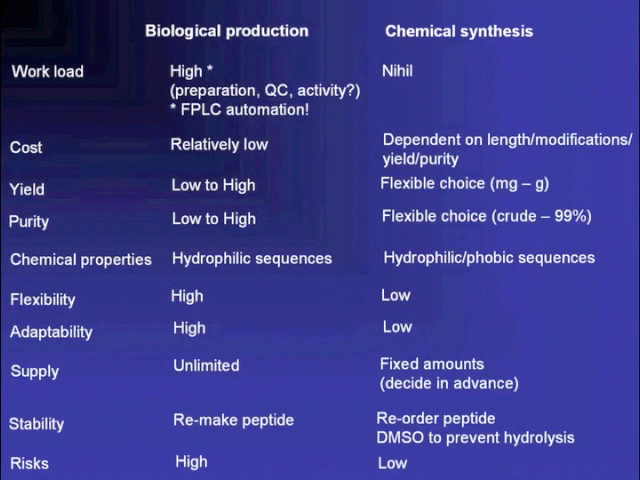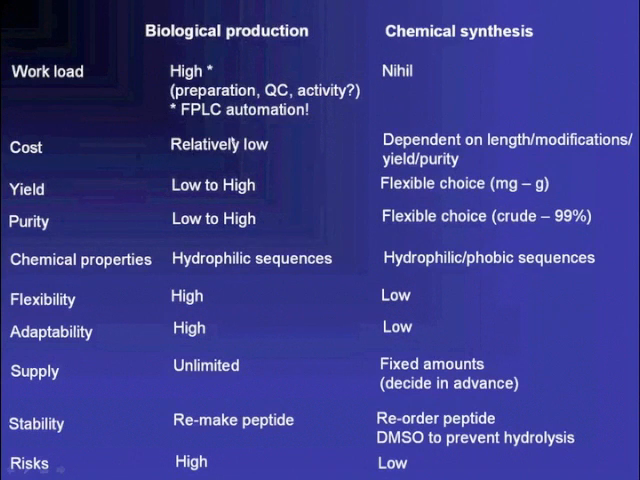So I wanted to give you an overview of the advantages and disadvantages of biological production versus chemical. It's clear the workload for a chemical synthesis is nil. You just have to order. But if you want to produce, it's high because you need to do some preparation, quality controls, activity checking. But there is the option of FPLC automation. So for instance, in our lab, we have an FPLC and you can run it overnight. And once it's set up, it's quite easy.